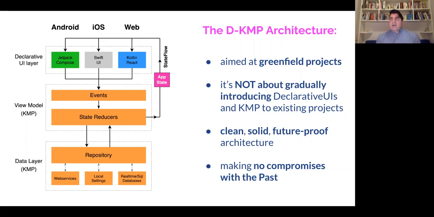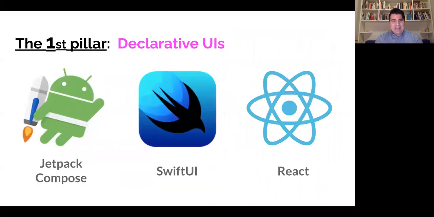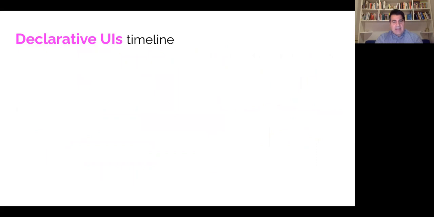And there are many people who might be interested in making multi-platform just a single module of an app and sharing it between different platforms. But we're going to talk about something really advanced here, something very clean. Talking about the first pillar, declarative UIs, let's show some kind of timeline.